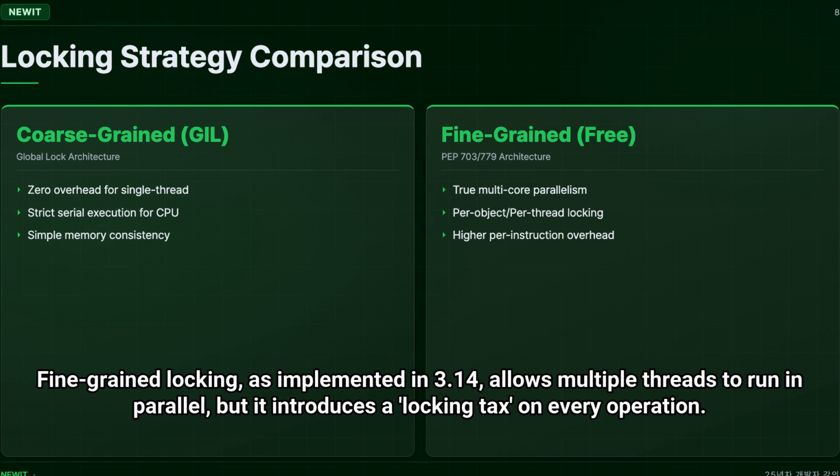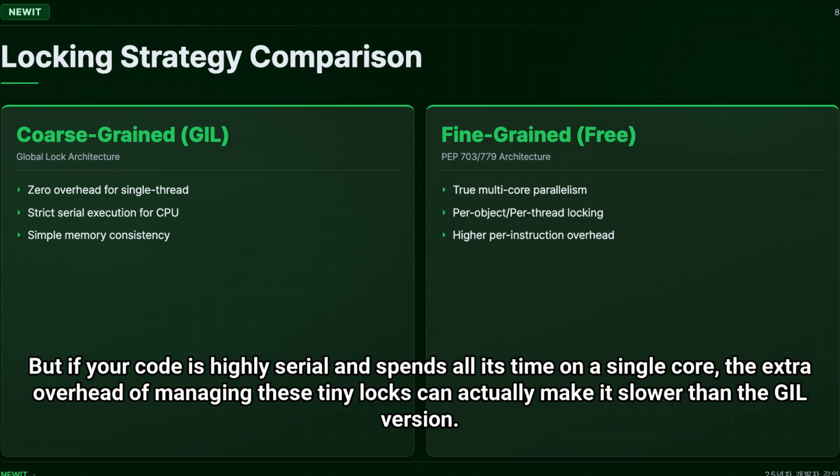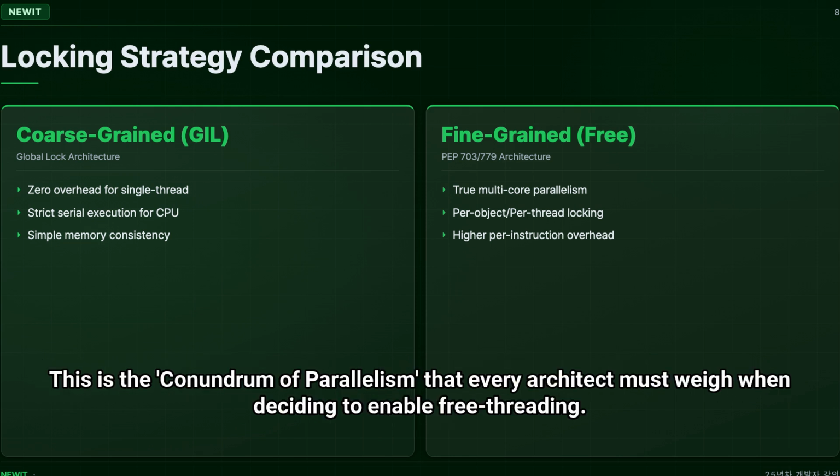Fine-grained locking, as implemented in 3.14, allows multiple threads to run in parallel, but it introduces a locking tax on every operation. If you are doing heavy arithmetic in multiple threads, fine-grained locking is a massive win. But if your code is highly serial and spends all its time on a single core, the extra overhead of managing these tiny locks can actually make it slower than the GIL version. This is the conundrum of parallelism that every architect must weigh when deciding to enable free threading.